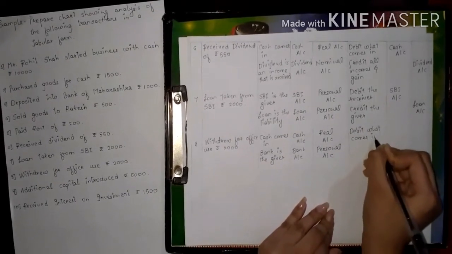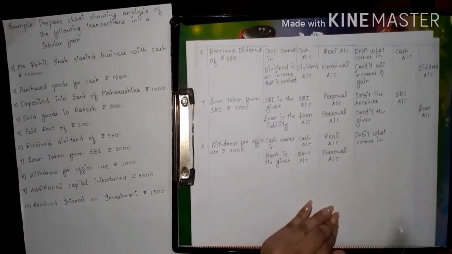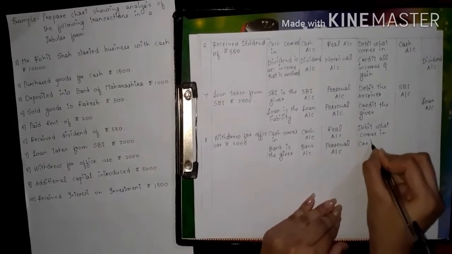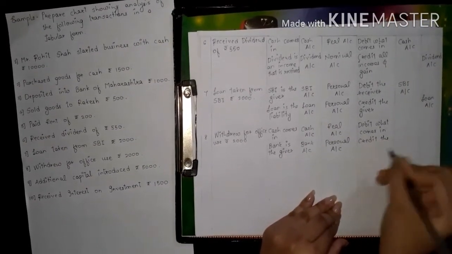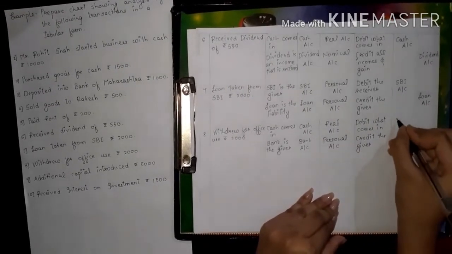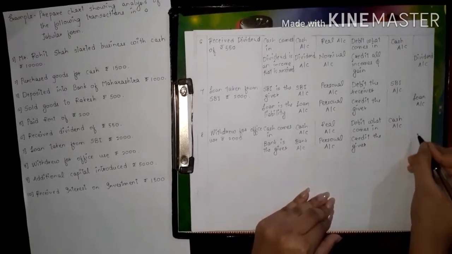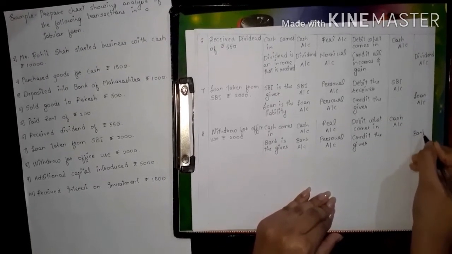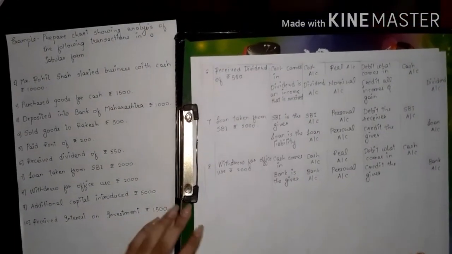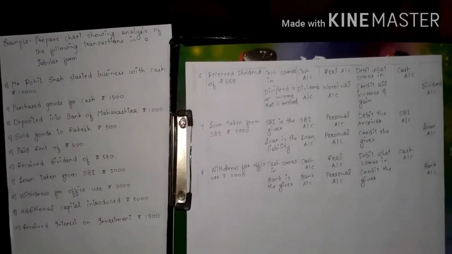And who is the giver? Bank is the giver. Rule for personal account: debit the receiver, credit the giver. Since it has given, here we credit the giver. Account debited is cash account, and which account is credited? Bank account. This is how the transaction is written. Next transaction: 9th, additional capital introduced rupees 5000.